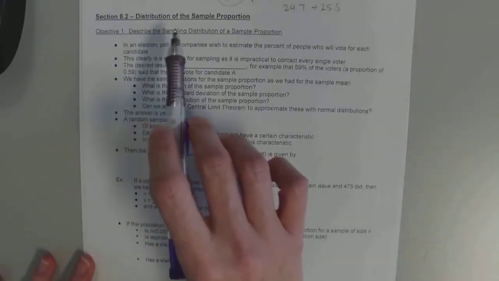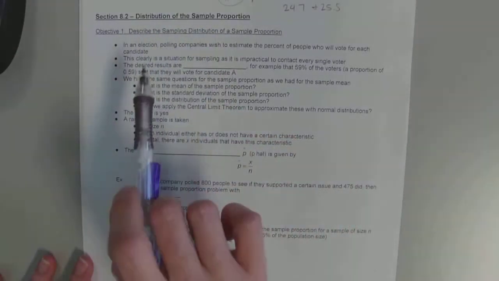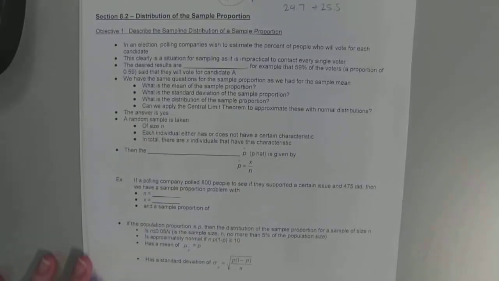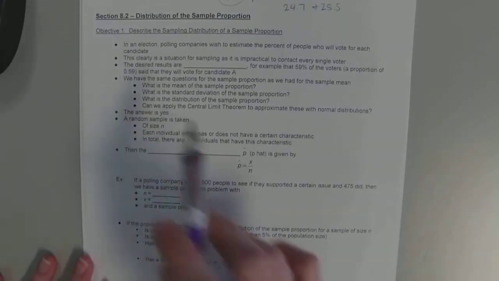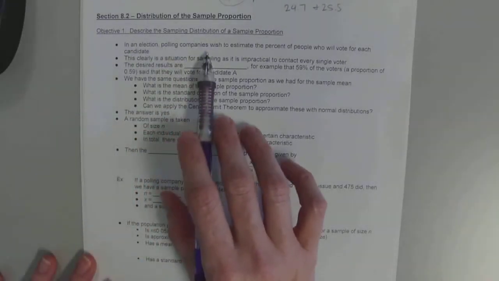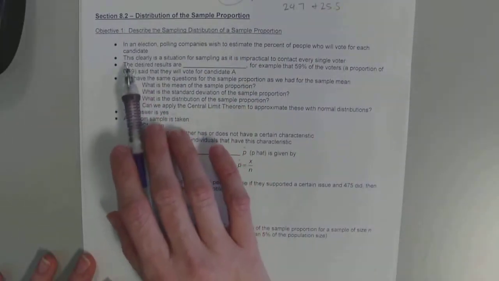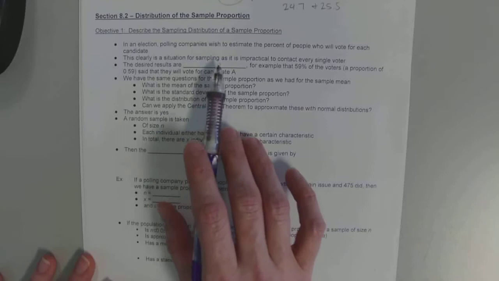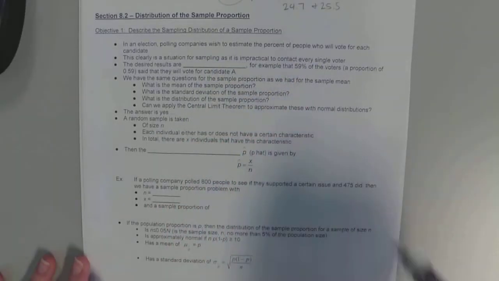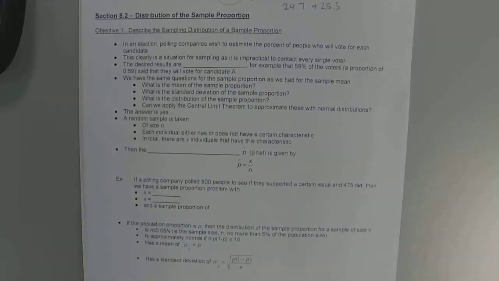8.2 is the distribution of sample proportions. So it says, in an election, how convenient, the election was yesterday, right? In an election, polling companies wish to estimate the percent of people who will vote for each candidate. This is clearly a situation for sampling, as it's impractical to contact every single voter. So people want to try to get an idea of who's going to win the election.